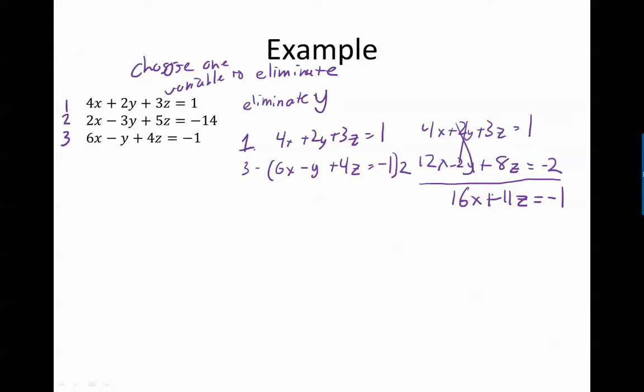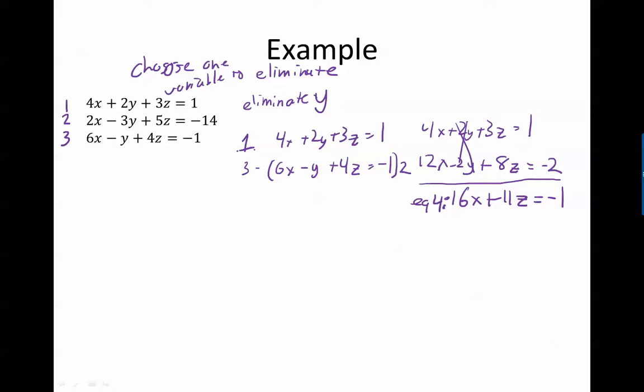Notice that this still has two variables in it, and I can't eliminate it. So I'm going to call this equation 4. We're going to use it a little bit later. So what I'm going to do now is go back to my original set, and I want to create another equation with x's and z's.